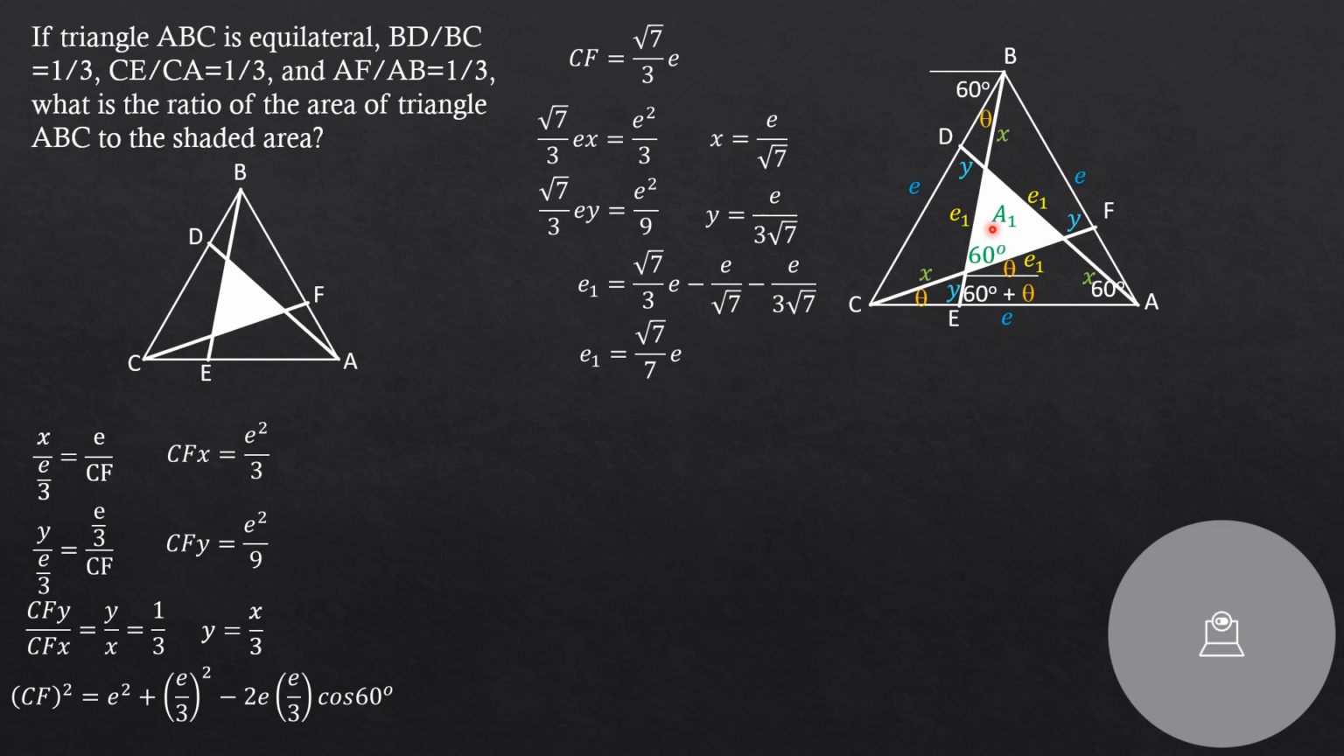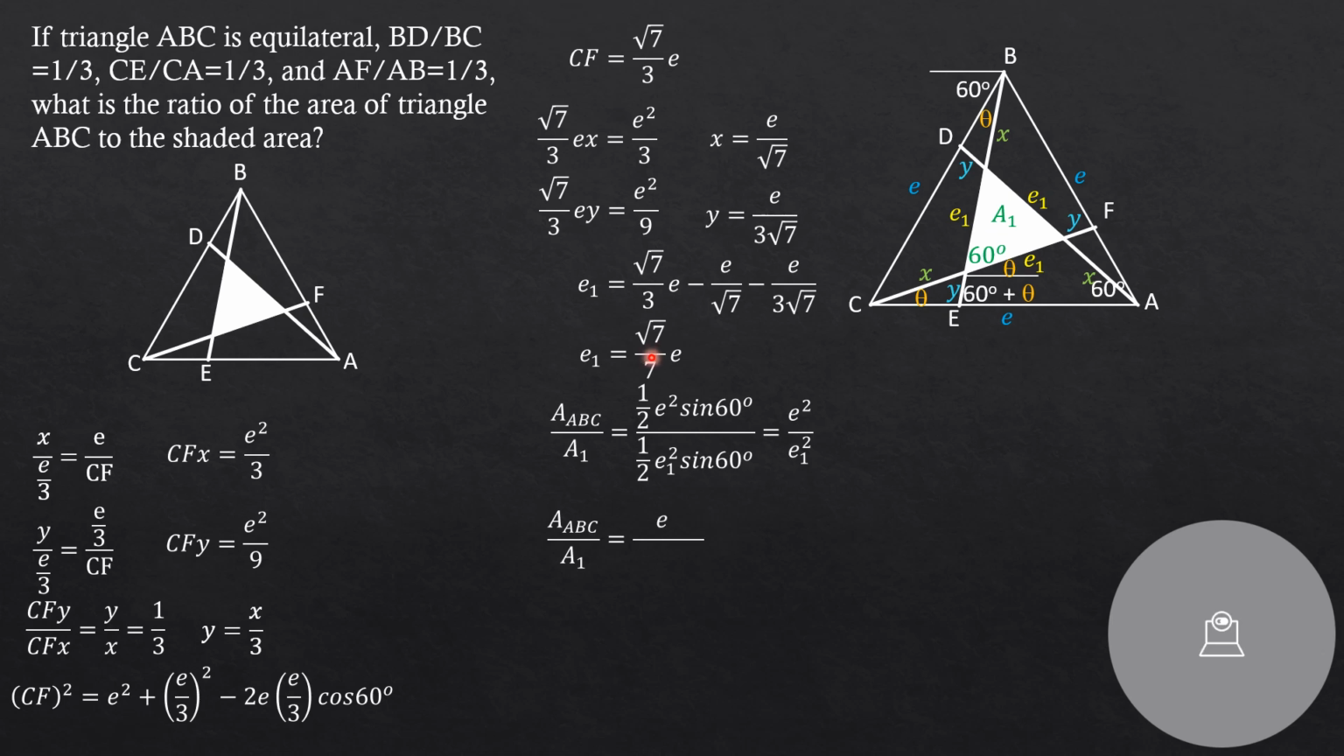So we can now compute area 1. Area of triangle is 1/2 product of adjacent sides sine of included angle. Area of ABC, 1/2 E squared sine of 60 degrees. Area of the shaded portion, area 1, 1/2 E1 squared sine of 60. So area of ABC over area 1 is 1/2 E squared sine 60 over 1/2 E1 squared sine 60, and that reduces to E squared over E1 squared.